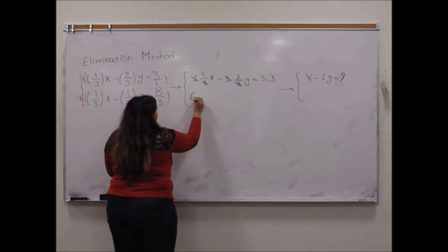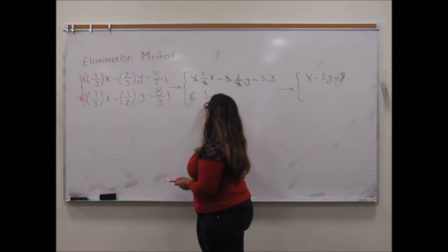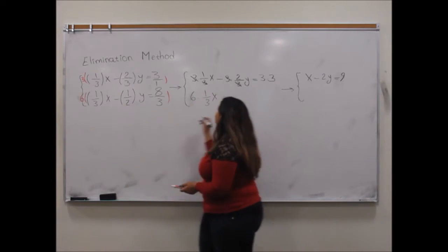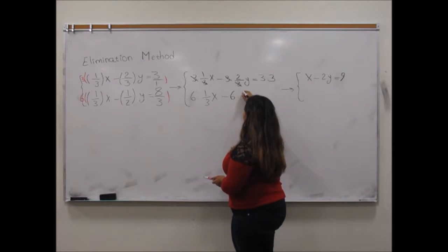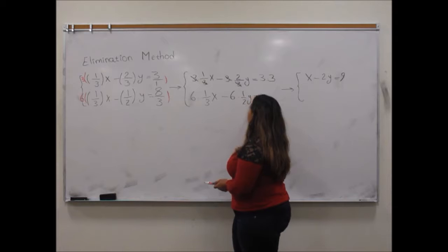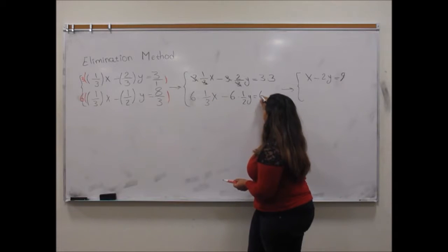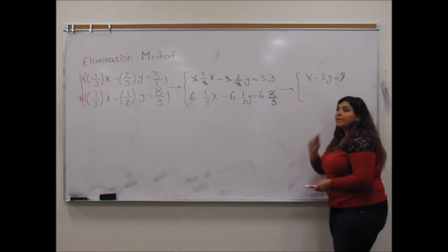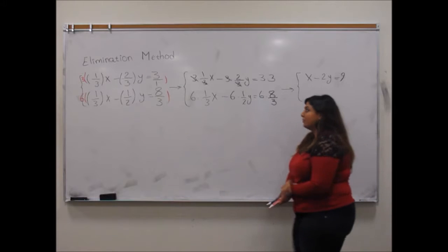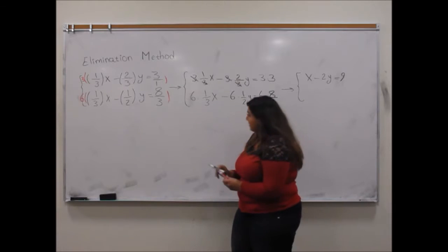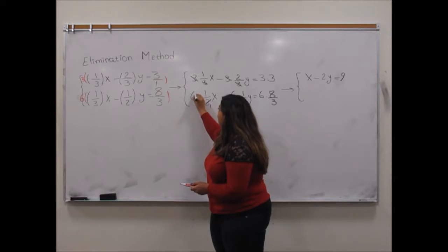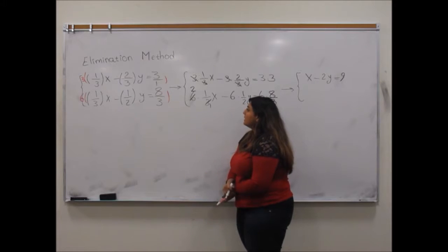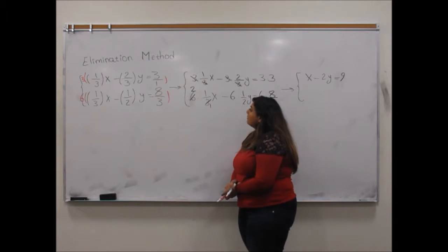6 times 1/3 x minus 6 times 1/2 y equals 6 times 8/3. So let's try to simplify this as much as possible. 6 goes into 3 2 times, so I can cancel that out. This is going to go to 1 divided by 3, that is going to be 2. So I divided 6 by 3, it gave me 2, divided 3 by 3, gave me 1.